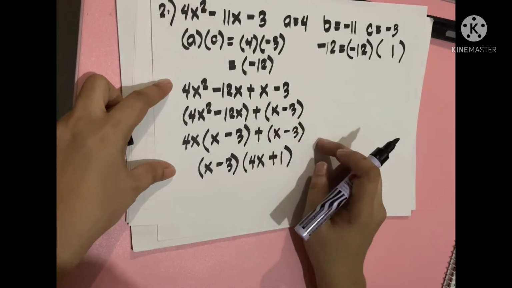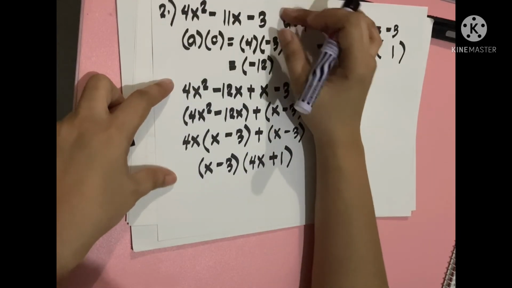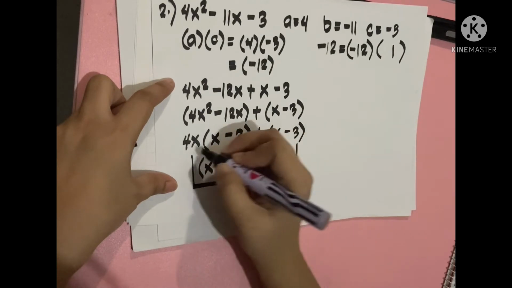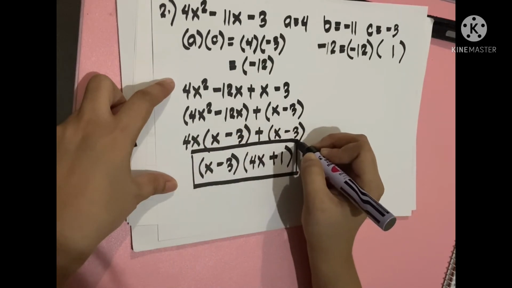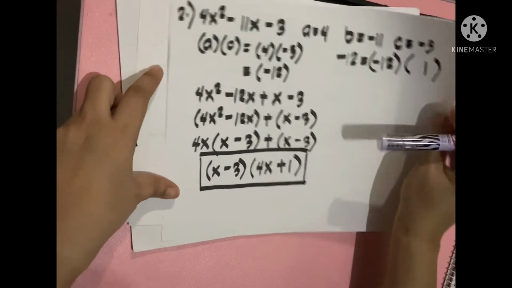Okay? So, ibig sabihin, ang factor ng 4x squared minus 11x minus 3 will be the quantity of x minus 3 times the quantity of 4x plus 1. Para tuluyang maintindihan, let's have the last example.